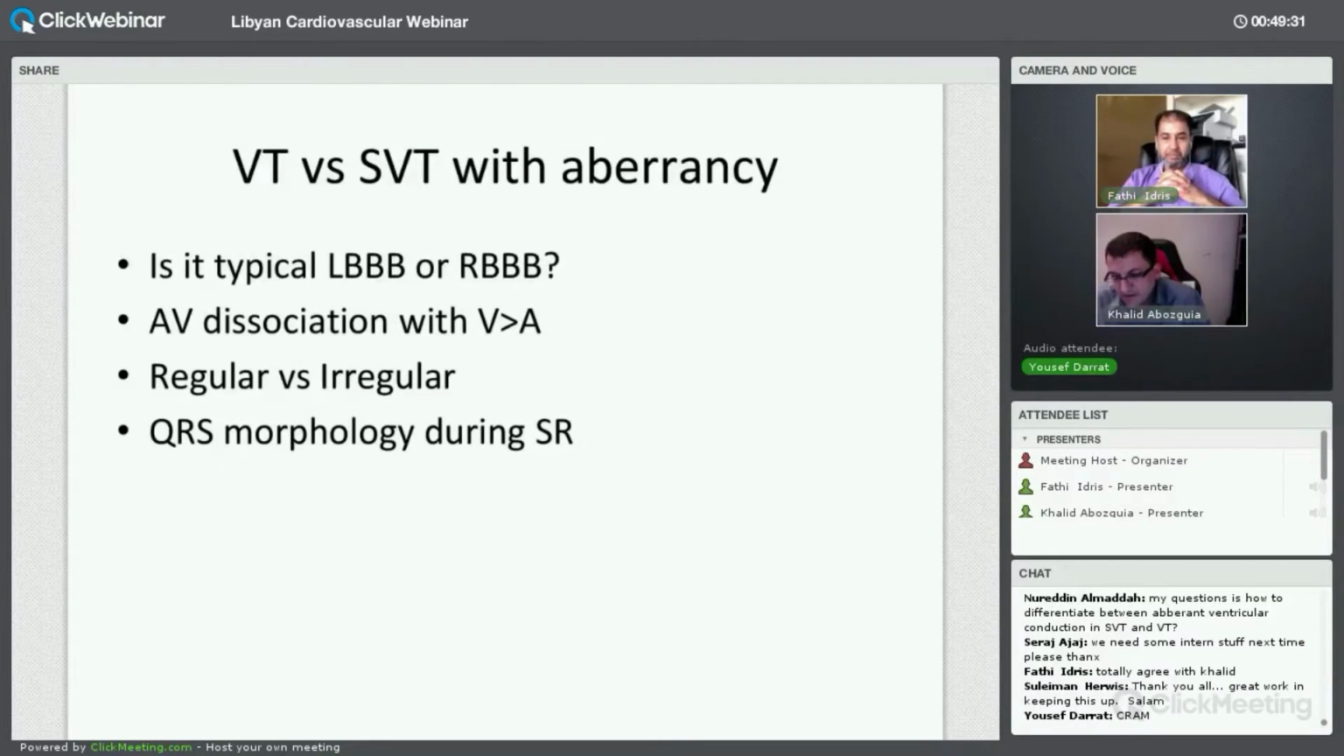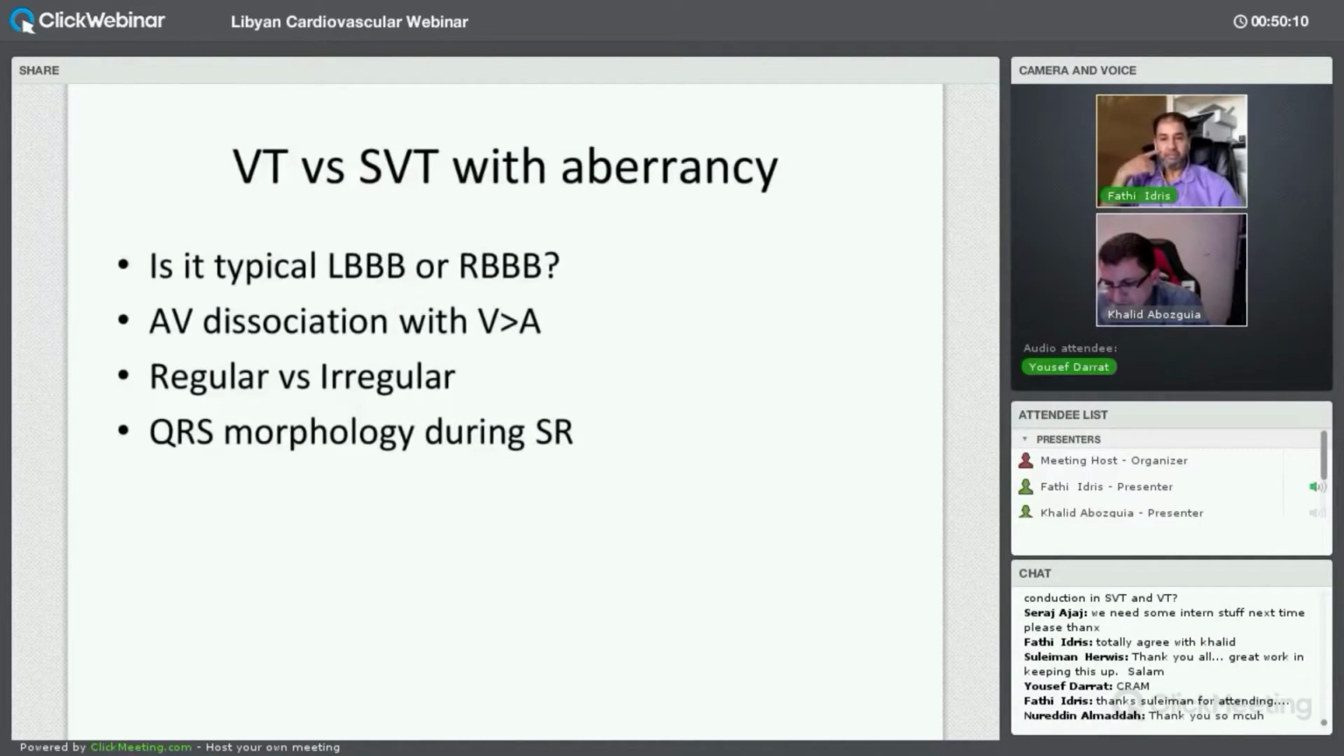Go ahead, Khalid. But I think if you are in doubt, the message is always treat it as VT if you're not sure. It's always safer to treat it as a VT. Obviously, we see a lot of these cases, so we develop more experience, and everyone has his individual approach. As long as you stick to the systematic approach you have and you feel comfortable with it, I think that's quite understandable. I don't know if there are any more questions.